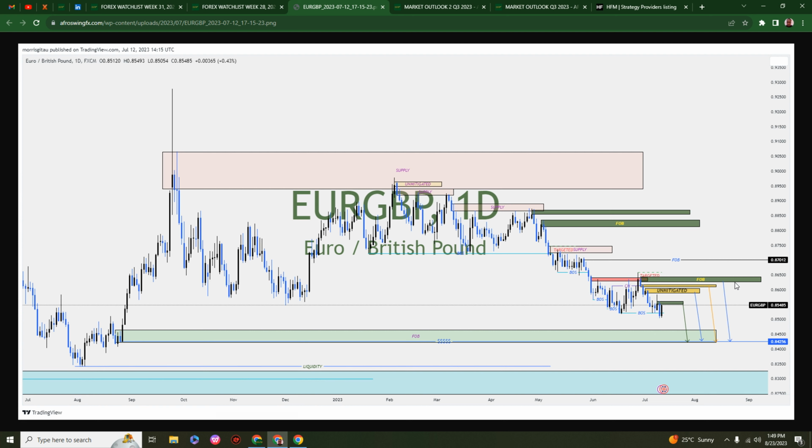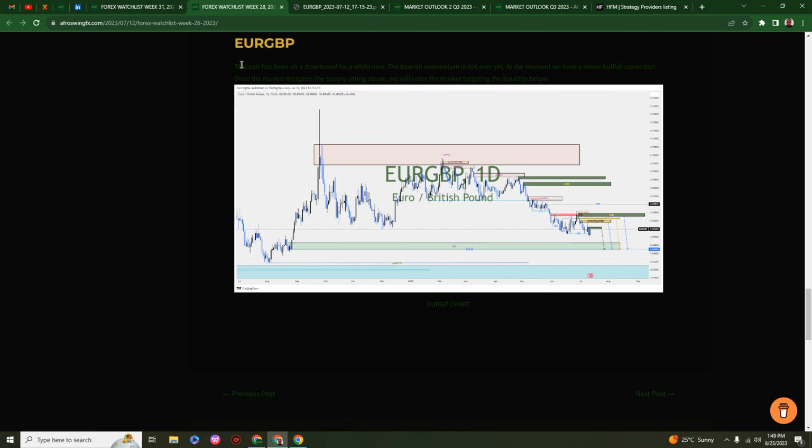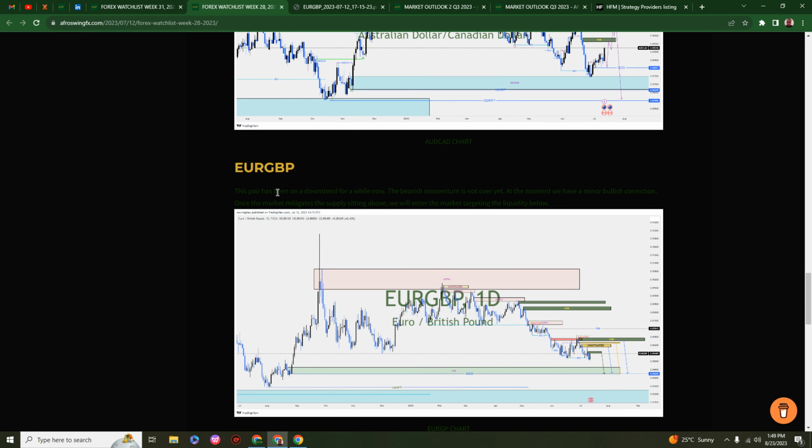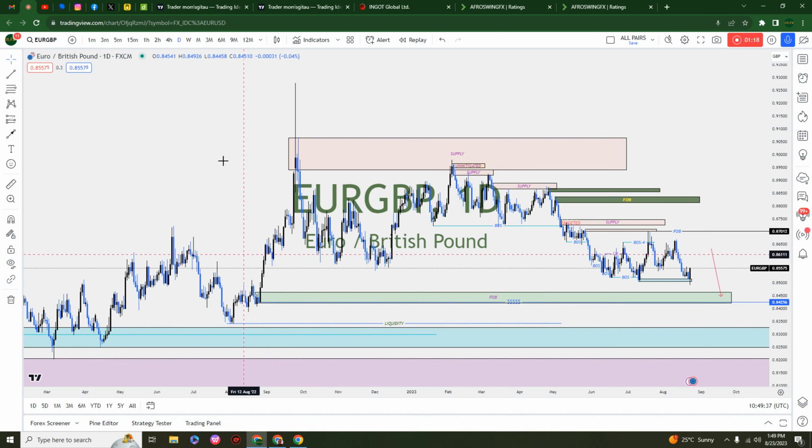Remember, I am favoring the 0.865 as the entry. And as I had mentioned, we look to enter in the website. I had mentioned that once the market mitigates the supply sitting above, we will enter the market targeting the liquidity below. So let us see where we are today.